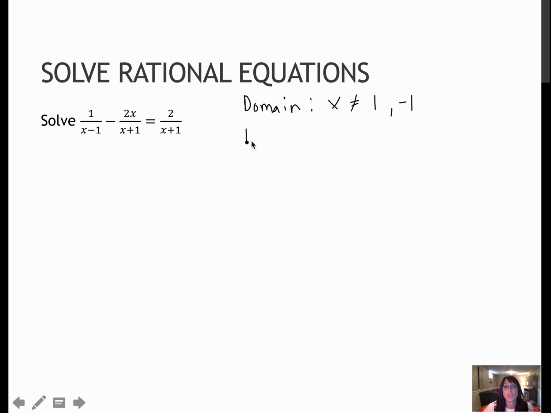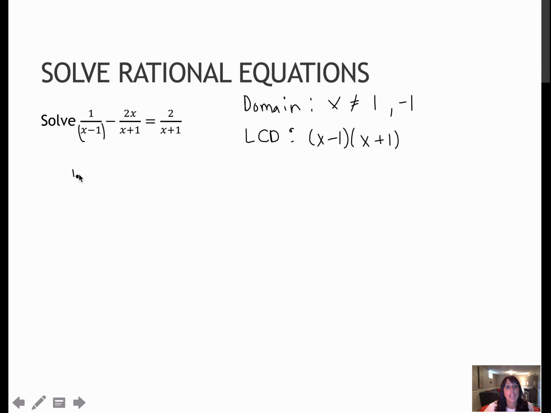The next thing I want to do is find the least common denominator, which in this case would be pretty easy. I've got x minus 1, and I've got x plus 1, and each of those happens once. x plus 1 happens again here, but that doesn't mean we have to square it. It's for each term. So this is my least common denominator. It would not make sense for me to FOIL that out. It would actually make it much more complicated.